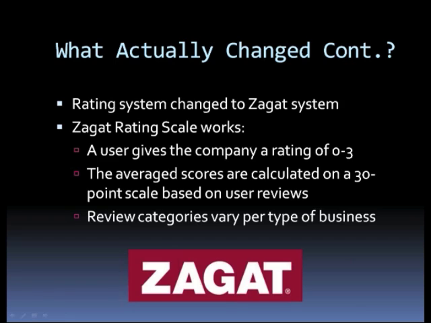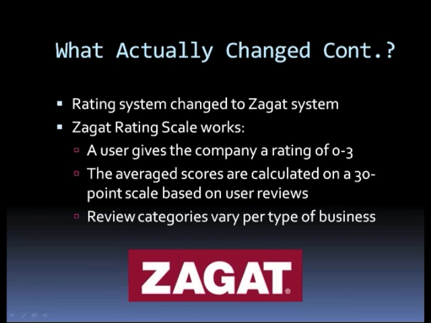0 through 10 is poor to fair. 11 to 15 is fair to good. 16 through 20, good to very good. 21 through 25, very good to excellent. And 26 through 30, extraordinary to perfection. So obviously, you know you want to strive to be 21 through 30. Those are your cream of the crop. Finally, there are different review categories for different types of businesses.